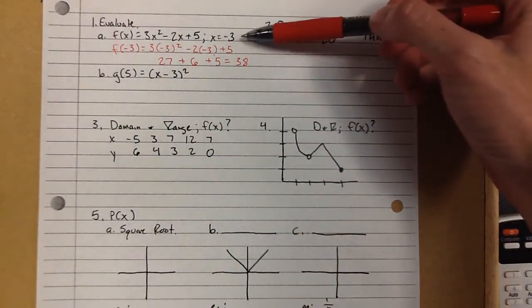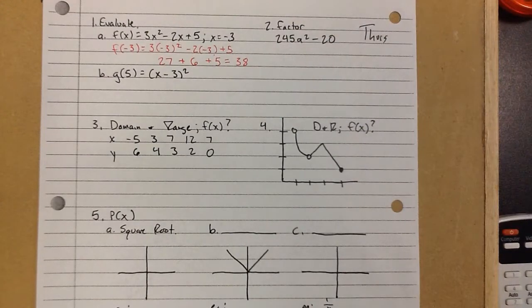So for this question here, what was the domain you were given? The domain value you were given was negative 3. What's the range value you got out then? 38. Okay, so the domain for this little part, negative 3, the range you got out was 38.